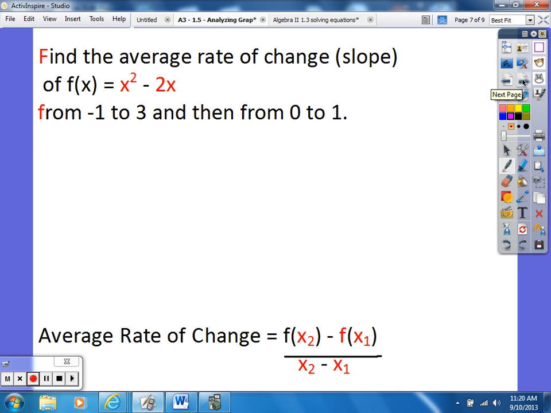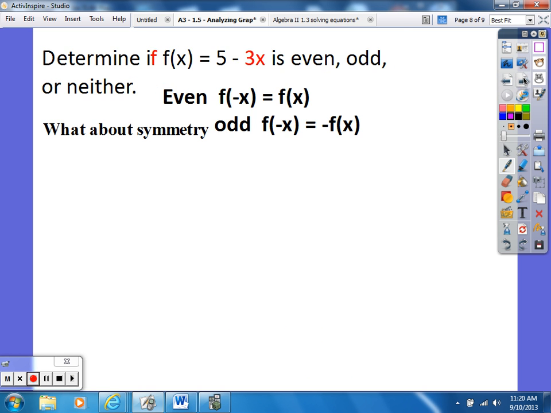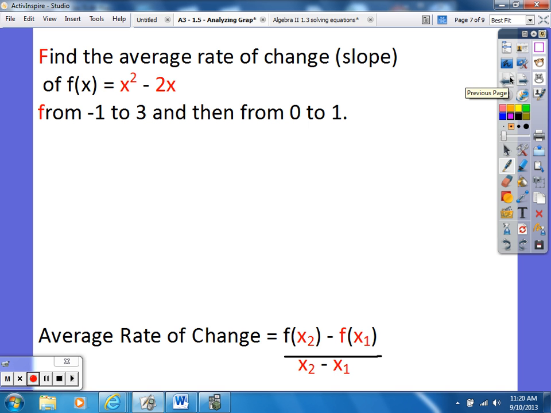All right, so now let's find the average rate of change from -1 to 3. We've got 2 slides left. We're only going to do one of them, from -1 to 3. What do you think -1 and 3 are? Other than numbers.